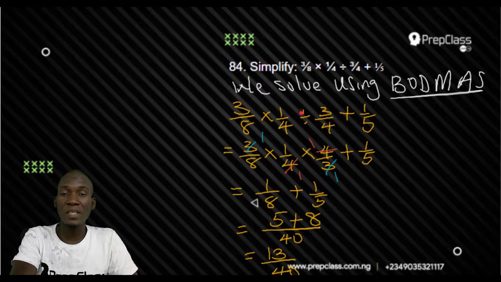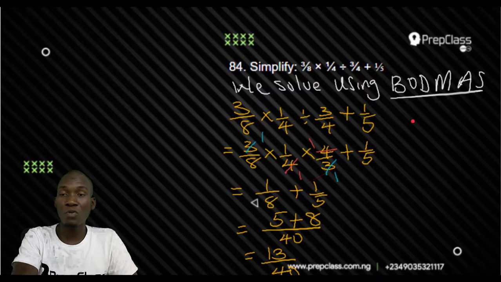Now the best way to handle this is to convert this division to multiplication. So if we convert the division to multiplication, 3 over 4 will change to 4 over 3. So now we have 3 over 8 times 1 over 4 times 4 over 3 plus 1 over 5. Now the next part is multiplication. So we multiply by dividing where necessary. So 3 can cancel 3 here, 4 cancels 4. So we have 1 times 1 times 1, which is 1, divided by 8 times 1 times 1, which is 8, plus 1 over 5.